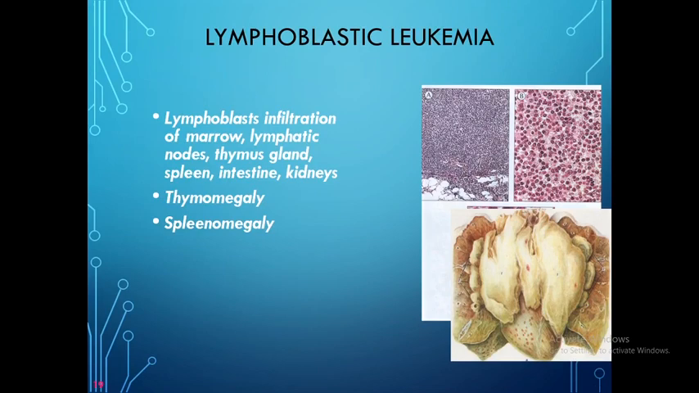Lymphoblasts infiltrate marrow, lymphatic nodes, thymus gland, spleen, intestine and kidneys. Can you remember that in myeloblastic, myeloid leukemia, they infiltrate the mucous and serous membranes. Here lymphoblasts infiltrate marrow, lymph nodes, thymus gland, spleen, intestine and kidneys. Thymomegaly, or enlargement of the thymus gland, and splenomegaly, enlargement of the spleen, can occur.